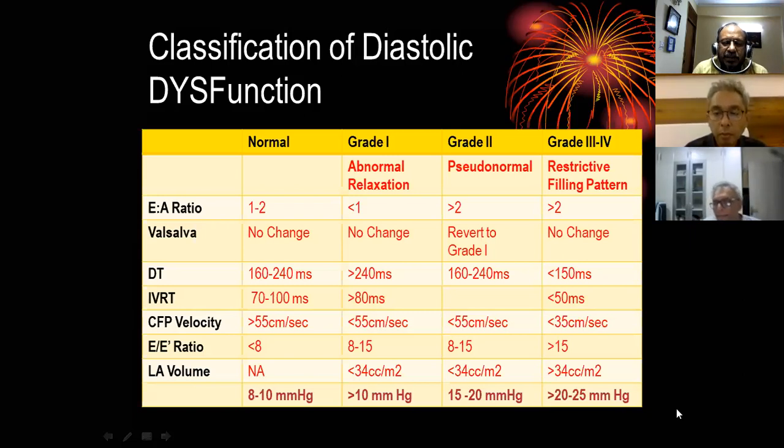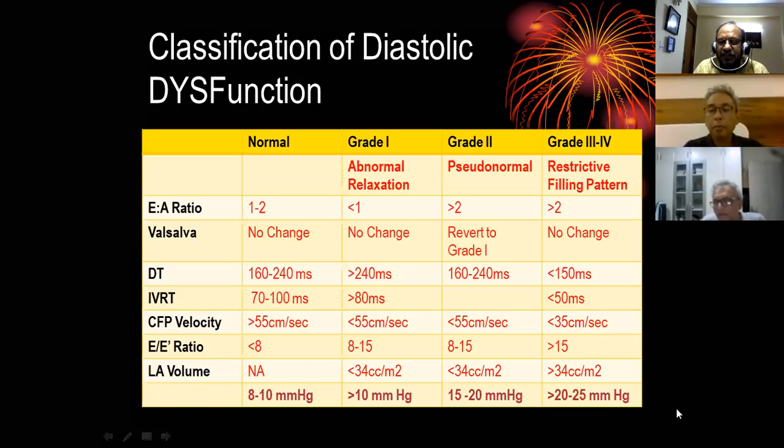I'll cut it short to say that you look at his LA pressures. If it's high, ACE inhibitor with diuretics. If it's normal, you can prescribe any one of them. Is that clear? Yes sir.